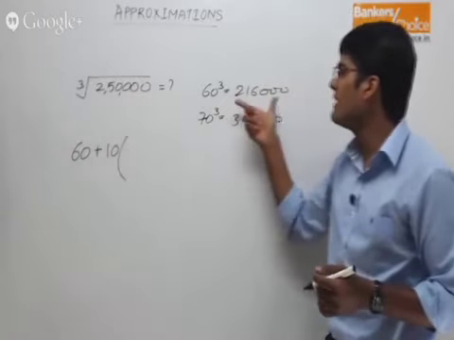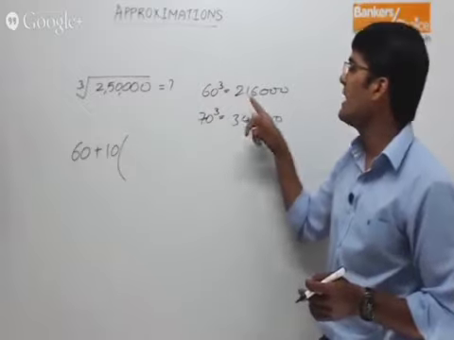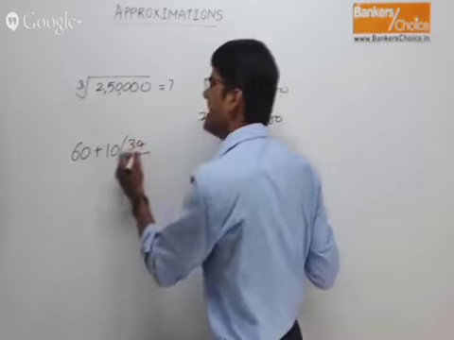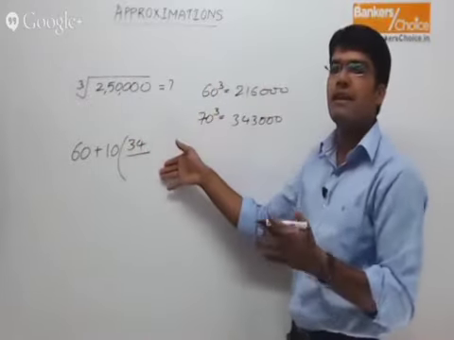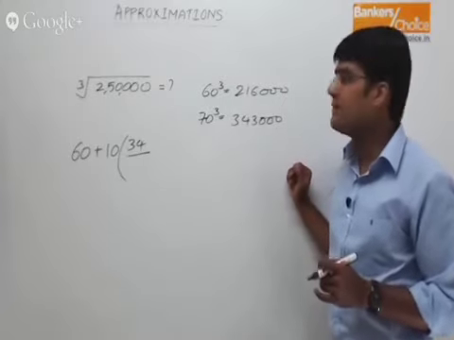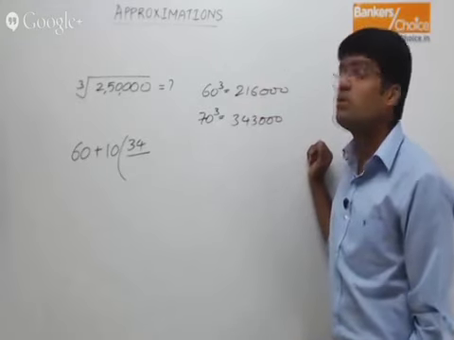The numerator is the difference of 2,50,000 and 2,16,000. How much is that? 34,000, or directly take 34. Don't worry about those thousands, because the 1,000 in the numerator and denominator anyway gets cancelled. So 250 minus 216 is 34. Then the denominator is the difference of these two values, 343 minus 216.